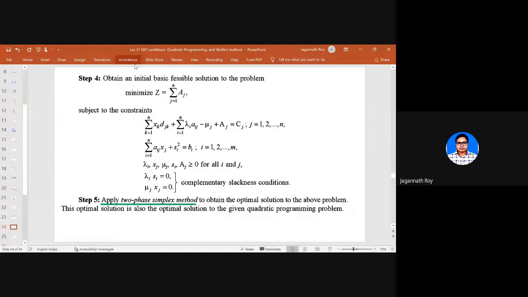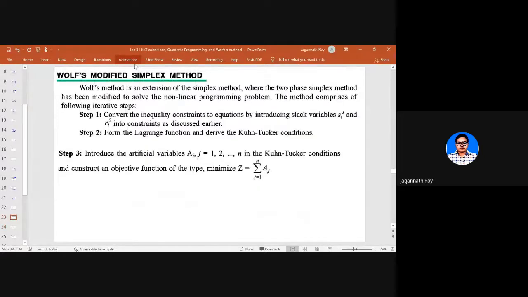So the algorithm, Wolfe's modified simplex algorithm, will look like this. First, we have to convert the inequality constraints to equations, and then we introduce slack variables. After that, we define the Lagrangian function and derive the Kuhn-Tucker conditions. So derivation of Kuhn-Tucker conditions is expected.